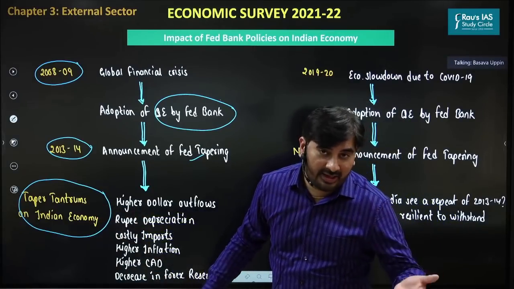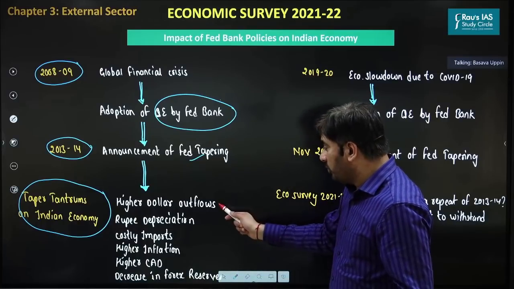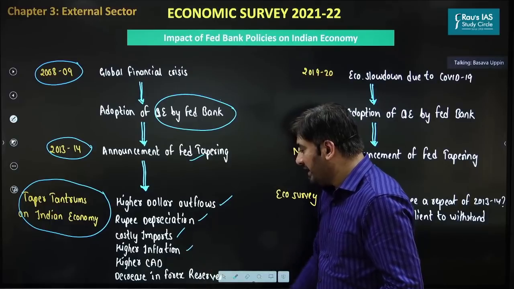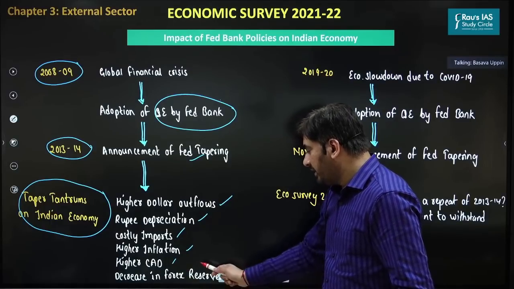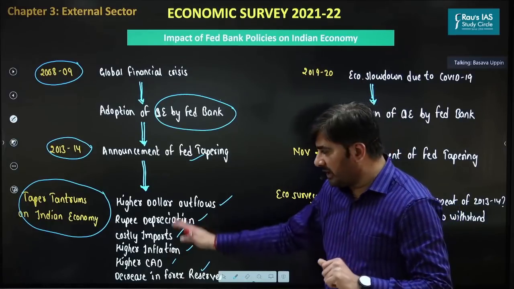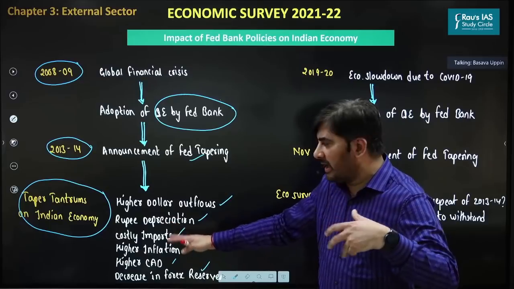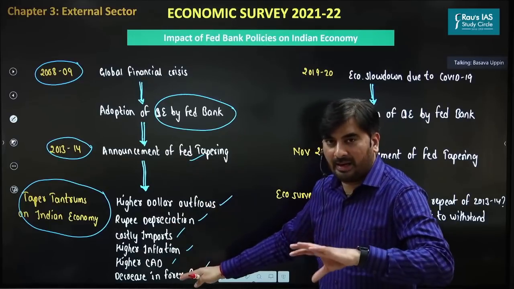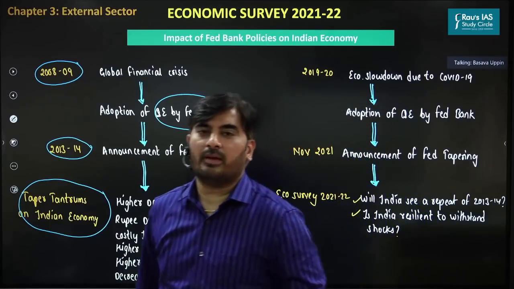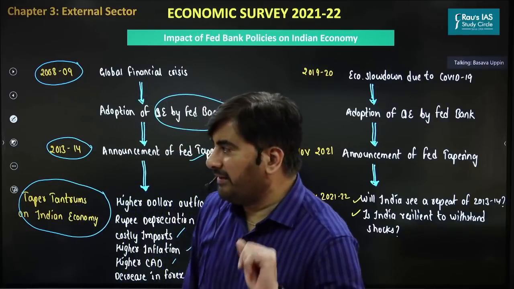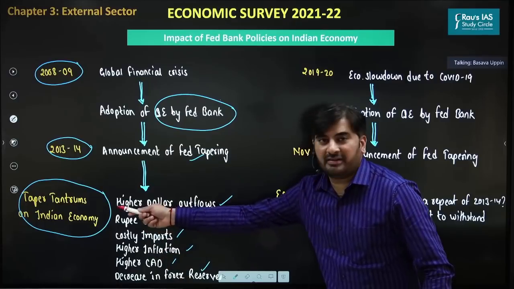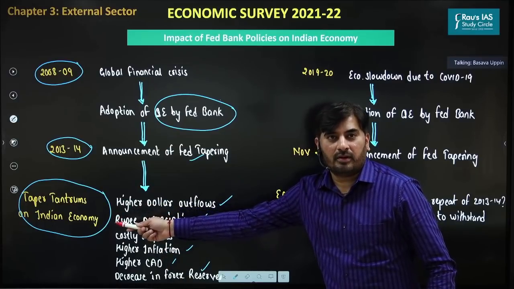How does it affect India? It will lead to higher dollar outflows, rupee depreciation, costly imports, higher inflation, higher current account deficit, and a decrease in forex reserves. Don't worry about this particular impact. I will be discussing how the Fed tapering will affect India in the next slide. Don't worry about this. I'm just giving you the background. So last time when Fed tapering was announced, we had seen this effect of taper tantrums on the Indian economy.